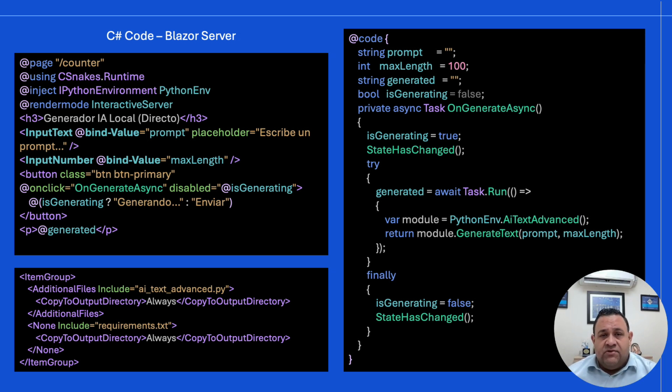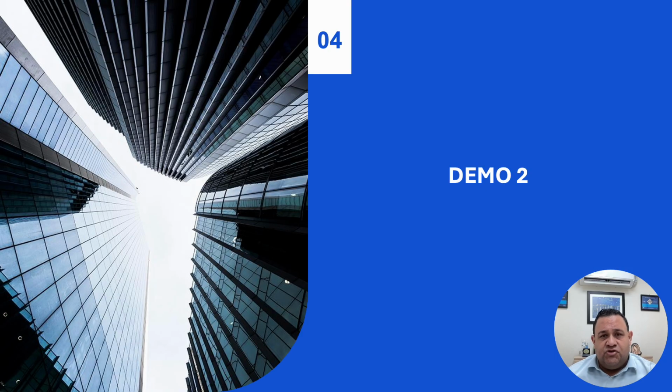Now the C# code and the Blazor interface. We add the CSnakes library, the Python environment, and a text box with a button. In the code, we define the event that triggers when the user clicks the button. In that method, we call the Python environment and display the result in the UI. Don't forget to configure the project properties to ensure the Python files in the directory are included. Okay, demo 2.